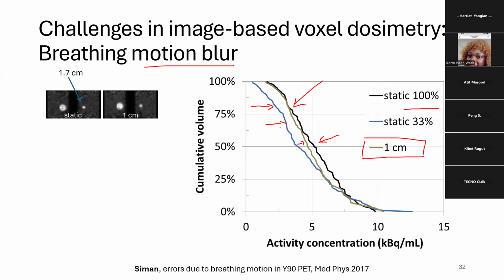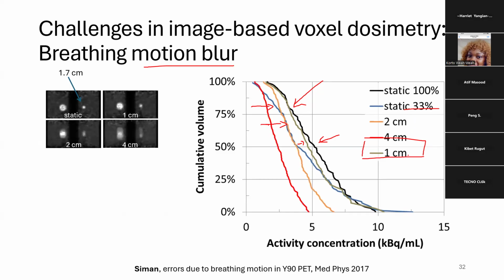In this case, if you try to do motion corrections, it harms the quantification if you have a smaller motion. But as the motion's amplitude gets bigger, of course, if you can correct for it, then correct for it.